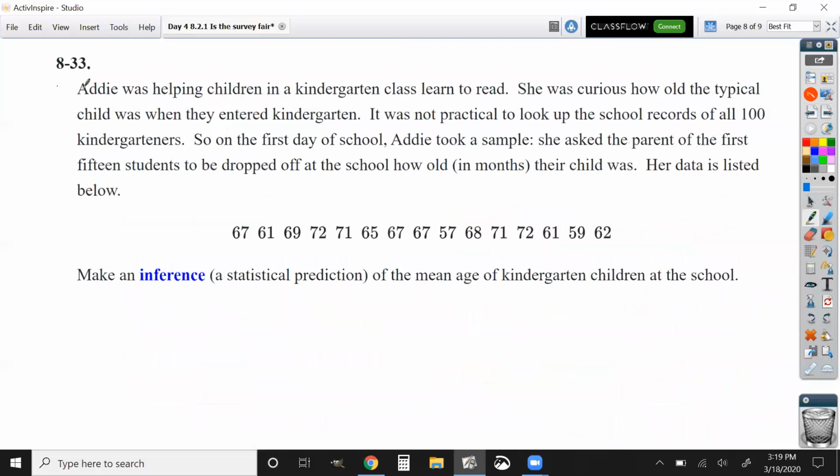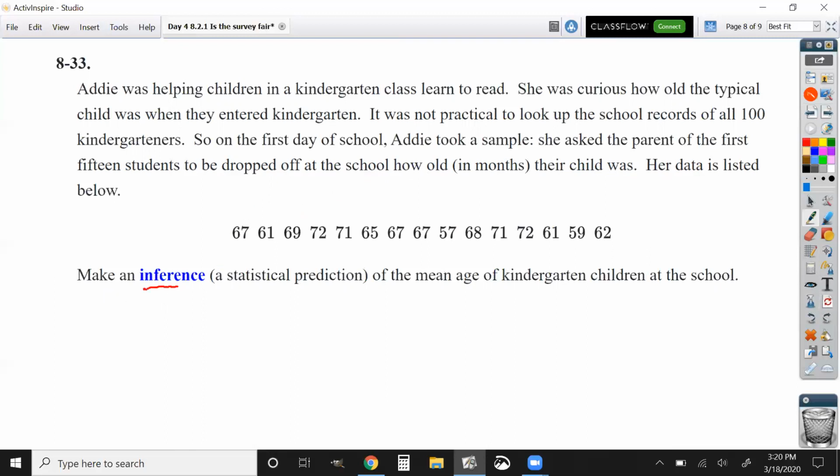And the last problem here. Addie was helping children in kindergarten class learn to read. She was curious how old the typical child was when they entered kindergarten. It was not practical to look up the school records for all 100 kindergartners. So, on the first day of school, Addie took a sample. She asked the parents of the first 15 students to be dropped off at the school how old in months their child was. Her data is listed below. So one of the kids was 67 months, another kid was 61 months, 69 months, 72 months, and so on.